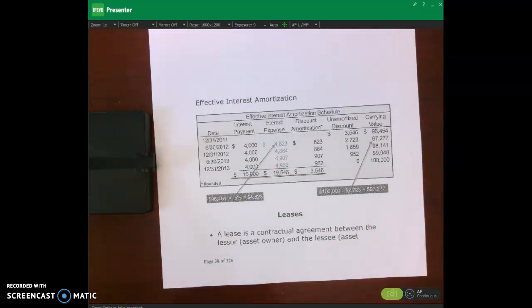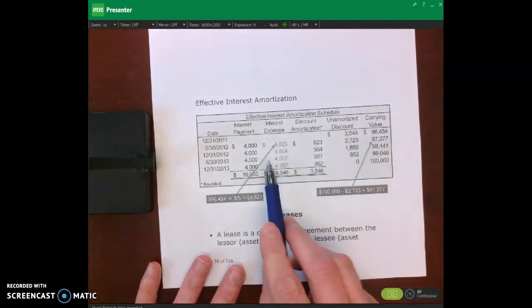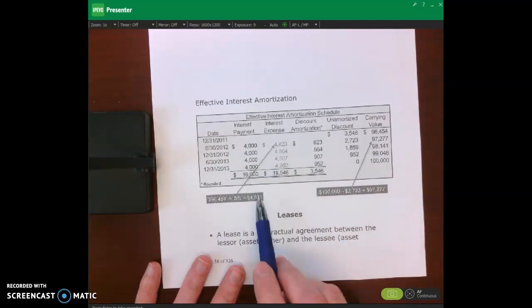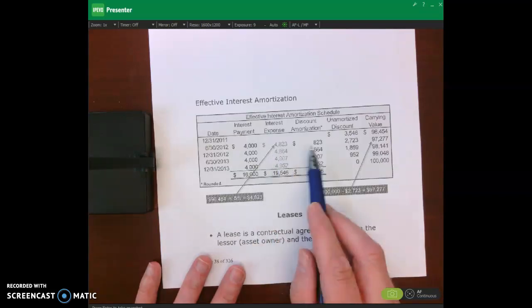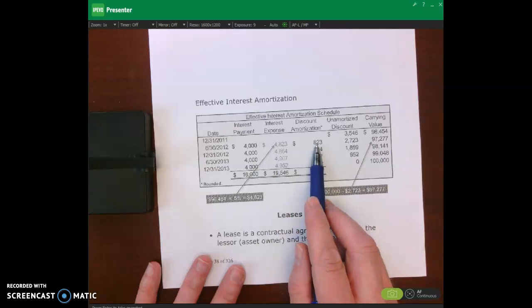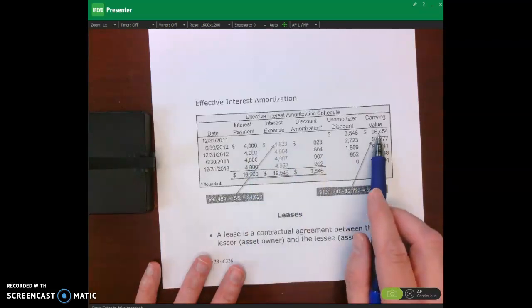Okay, so now what I have right over here is my 96,454 times the 0.05 gives me that 4,823. That's the debit to bond interest expense, credit to the discount on bonds payable, and then a credit to cash 4,000. And then what happens to my carrying value?